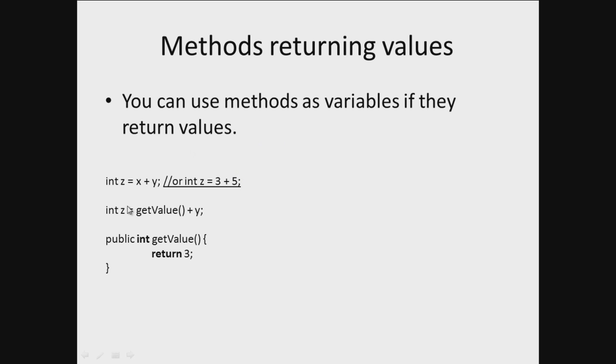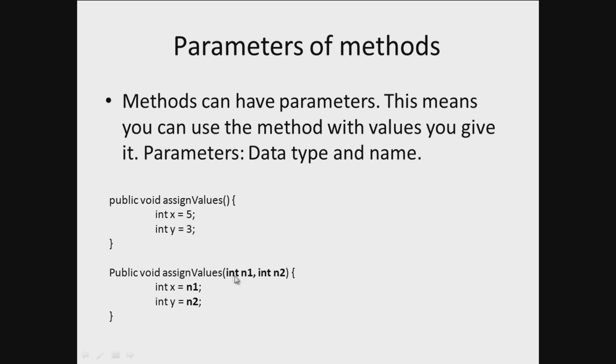So in our getValue, we've got public, and this means it can be accessed from other classes, int, meaning that it will return an integer value, and finally the name getValue. It has no parameters. Should it have any parameters, they would be created inside these brackets, such as these two parameters.